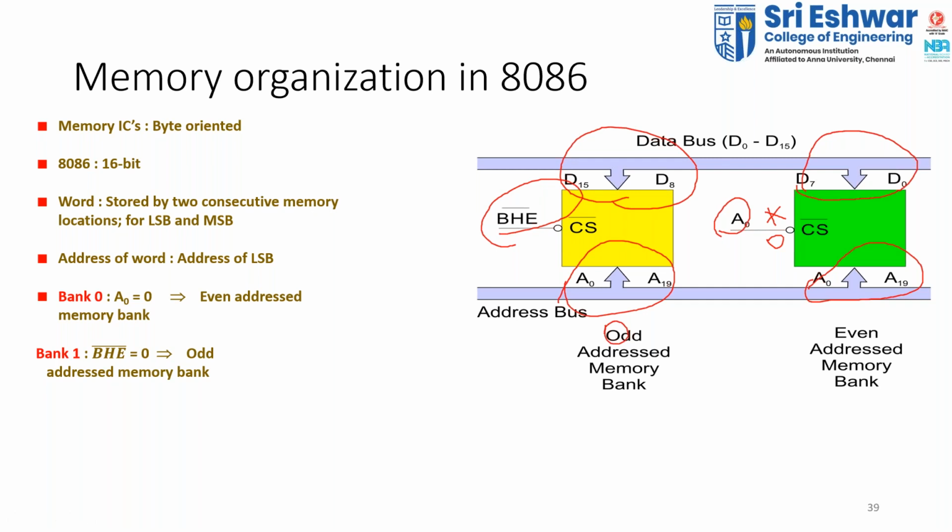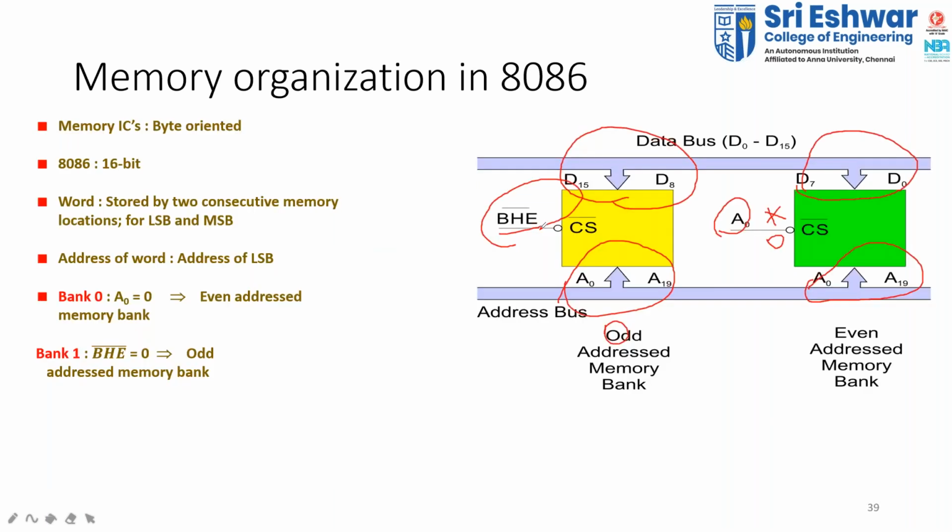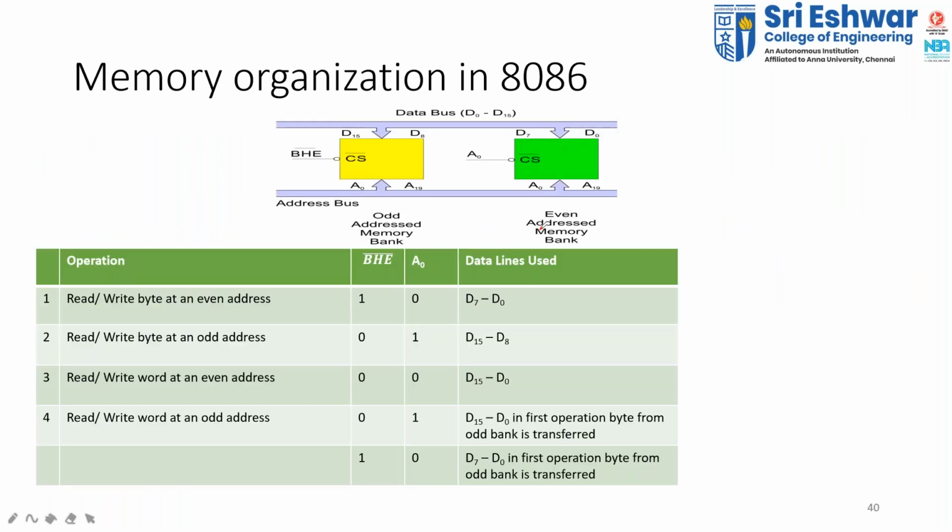And next comes the different operations depending upon the input of BHE bar and A naught. Here we have seen how the memory ICs are interfaced. What are the parameters that should be interconnected to the memory? That is, data and address are mandatory, and the chip select signal. Correct. And followed by that, we have memory organization operations.